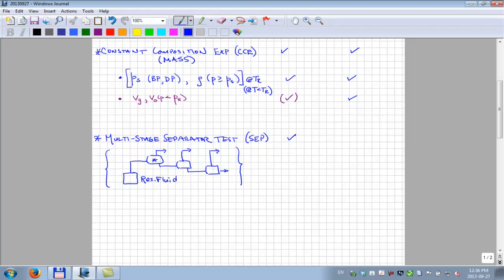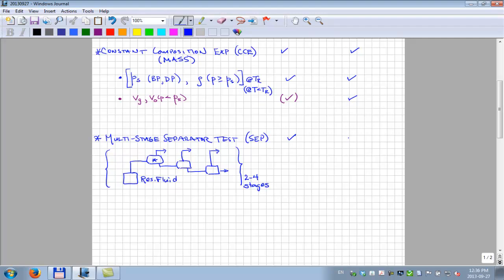Now, it's not so common anymore to do this because we have Excel, we can do it in a classroom exercise, and we can actually optimize or design the separator pressure and temperature of the first stage using calculations instead of doing it experimentally. But this will always be done for oils. It'll typically be either a 2, sometimes as many as 4 stages of separation.